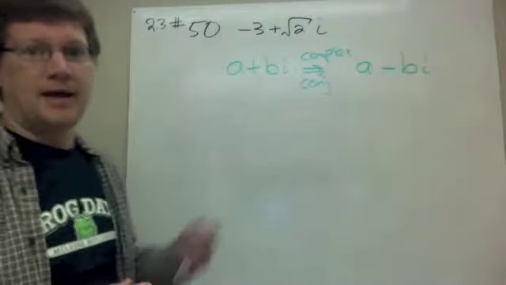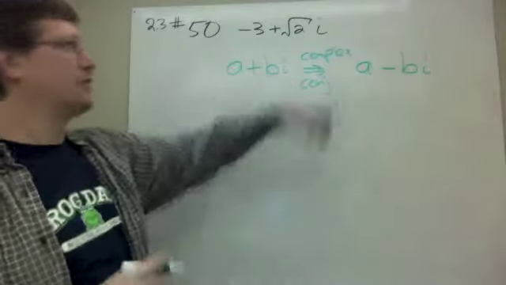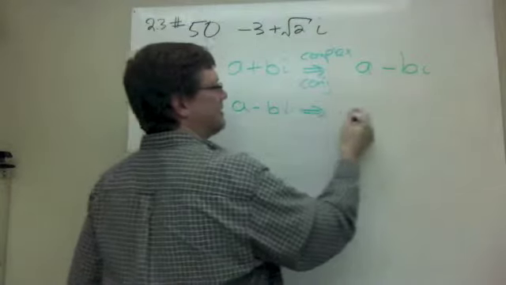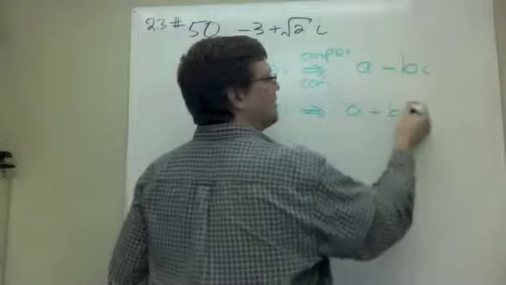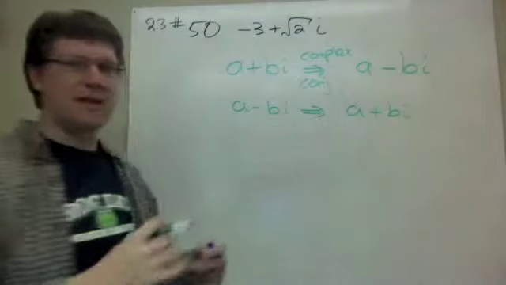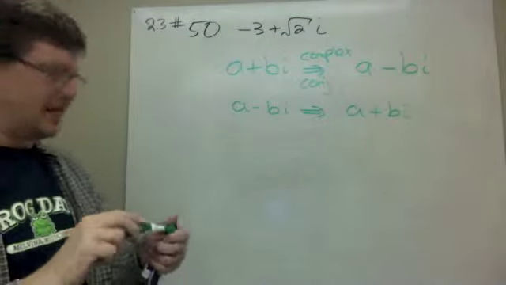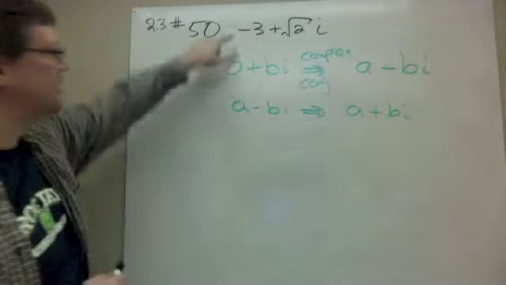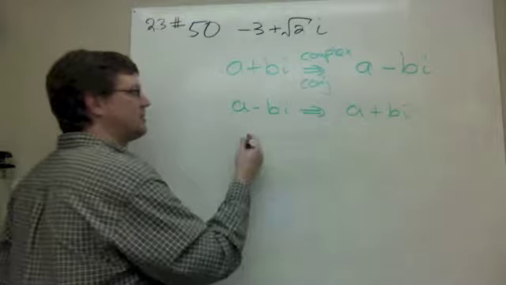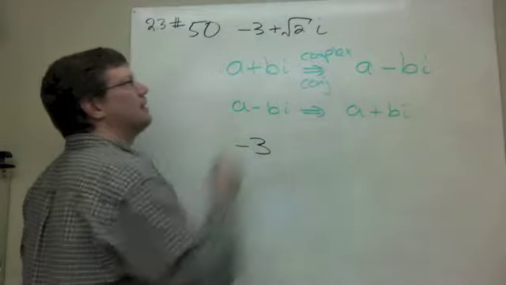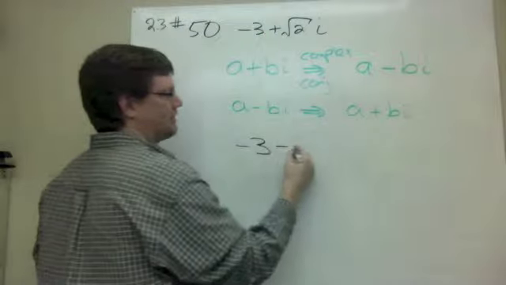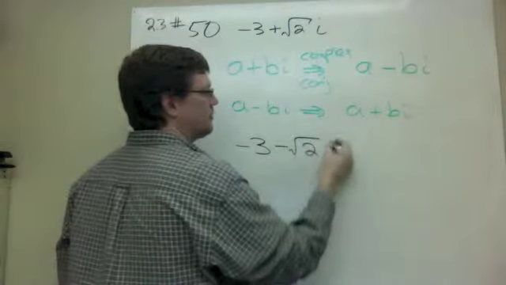Okay? And if it's negative, it's positive, right? If we had a minus bi, the complex conjugate says it's a plus bi. We just flip the sign of the imaginary piece. The real part stays the same. So for this problem, the minus 3 is the real part, so that stays just as it is. Plus the square root of 2i becomes a minus square root of 2i.